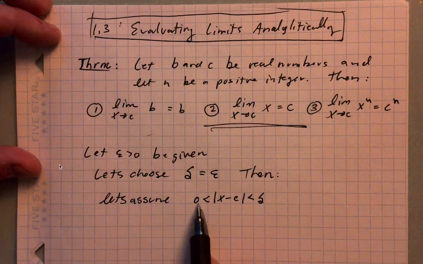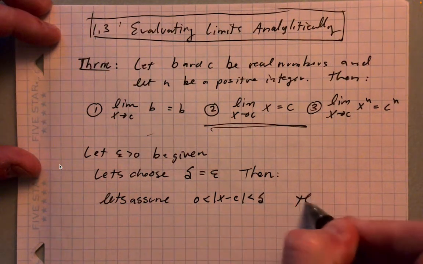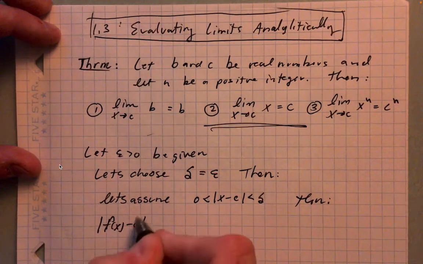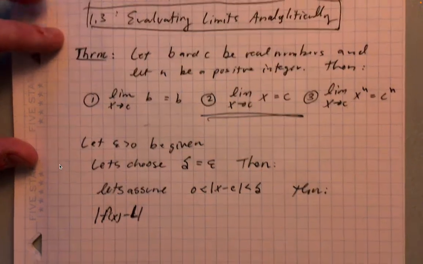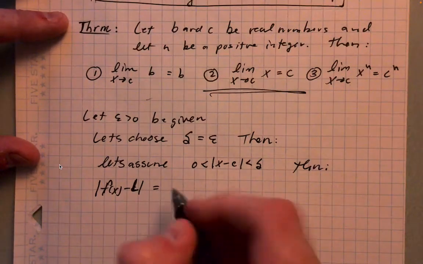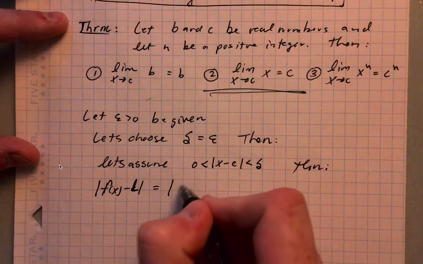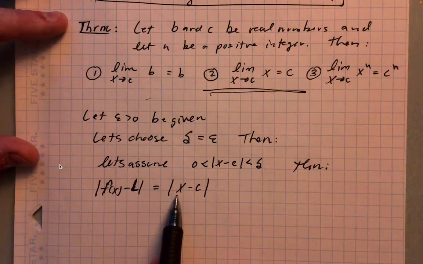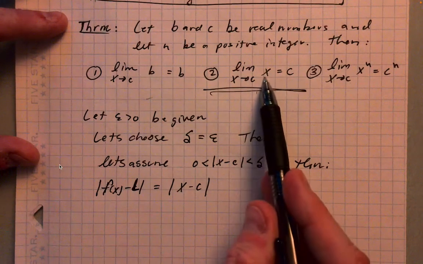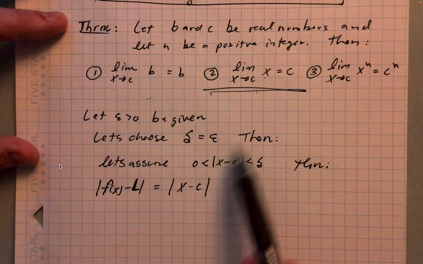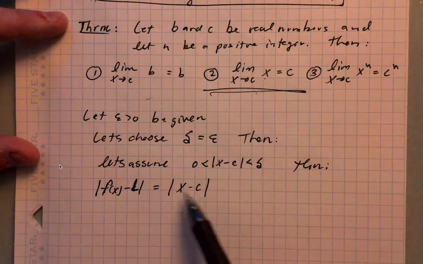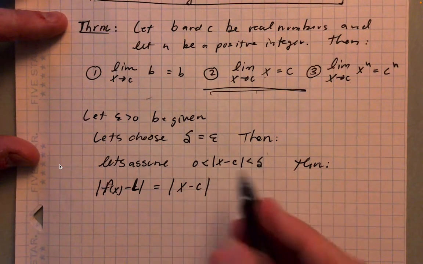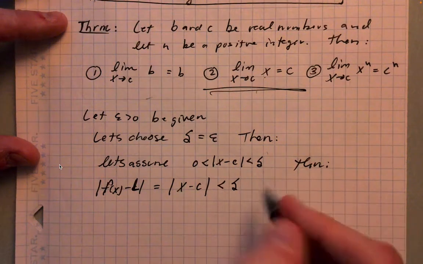So if |x minus c| is less than delta, then we have, well, let's put the limit in there just to be really crystal clear. So |f(x) minus L|, which is of course equal to, in this case, |x minus c|. So the function f(x) is just x in this case, and the limit point, what we're saying the limit is, is c. So |x minus c|. Now, obviously, the absolute value of x minus c is less than delta by assumption here. So that's less than delta, and we set delta equal to epsilon.